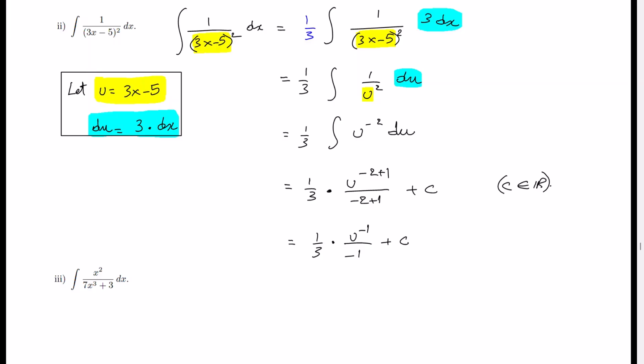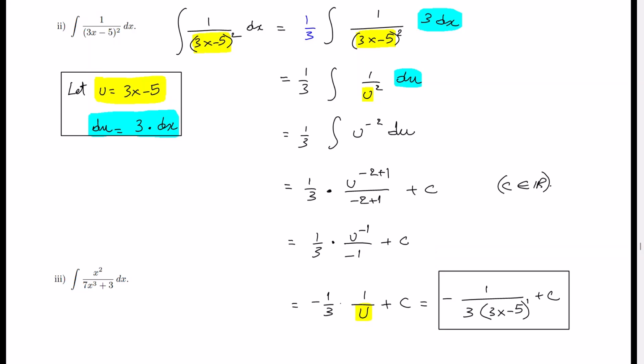We can make it look slightly better. A few things we can do. The 1/3 and the -1, we can combine together and create a -1/3 in front. And we don't need to have this u in the numerator. We can just write it on the denominator. And just remember what was u in the first place. The u was the quantity 3x minus 5. So we could just put -1 over 3, and then 3x minus 5 to the power of 1 plus c as our final answer. And now we're completely done with the problem.